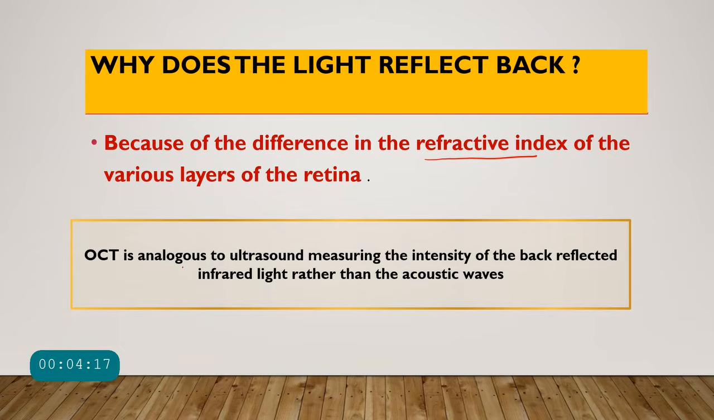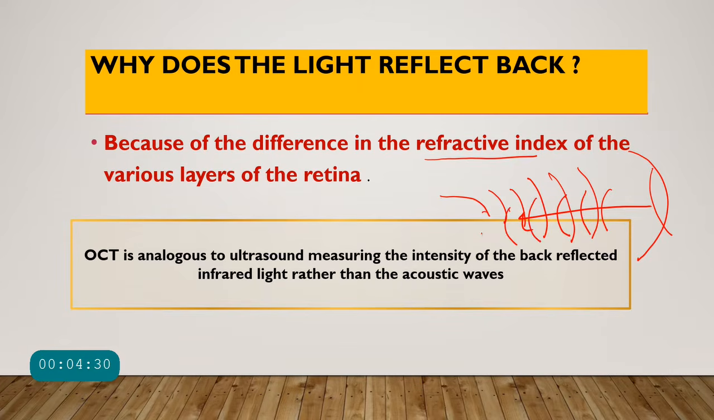Now OCT is very much analogous to ultrasound measuring. In ultrasound we send sound waves, and the sound waves will go inside the eye and hit the tissue, and certain sound waves will be reflected back. These sound waves which are coming back are called echoes in the case of B-scan. The echoes are measured directly in the B-scan, whereas doing so in an OCT is very difficult because the light waves will travel very fast. So we cannot directly measure the backscattered light that is coming back in OCT technology.